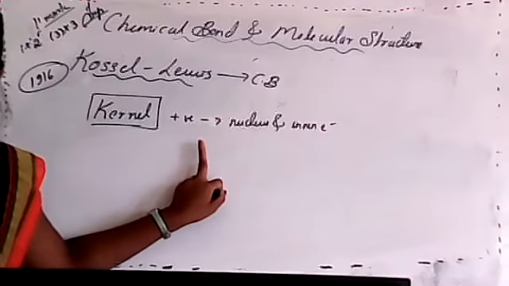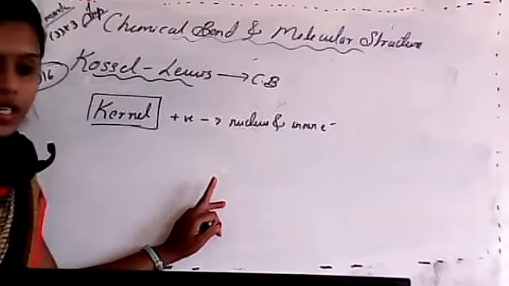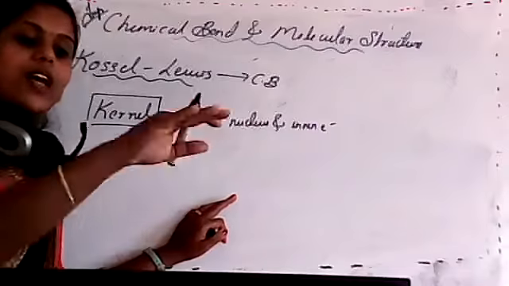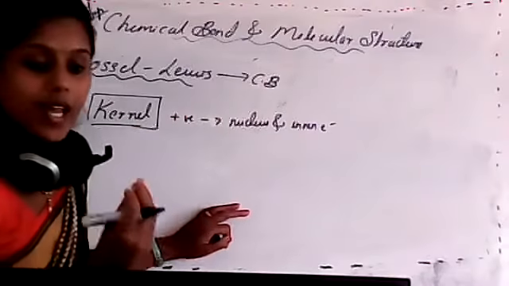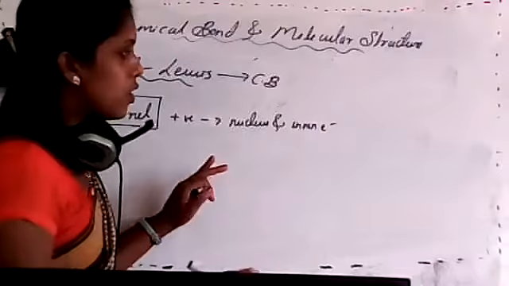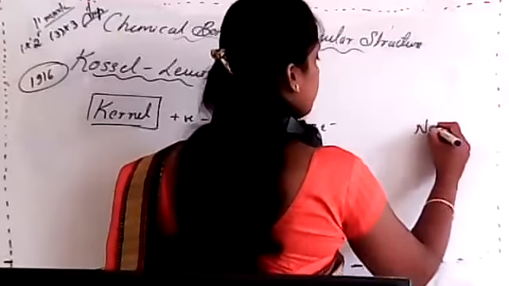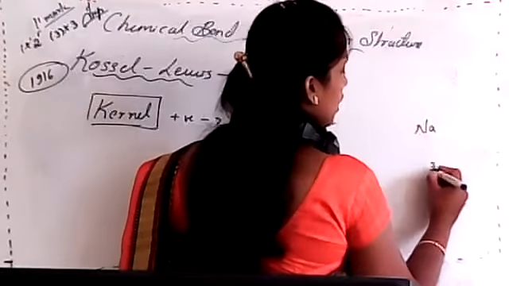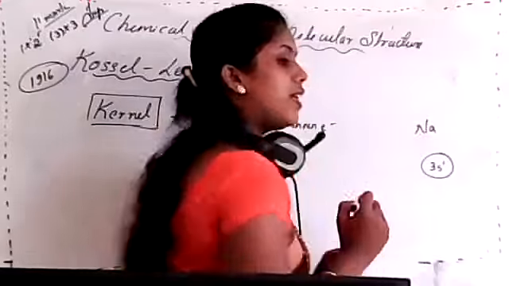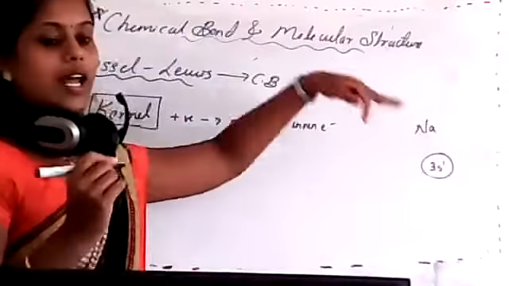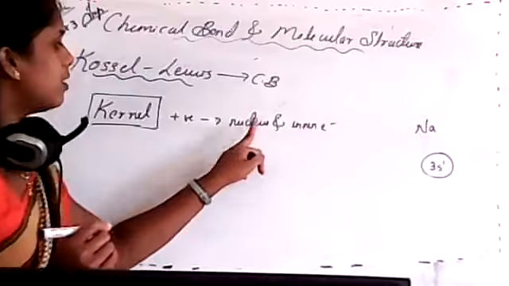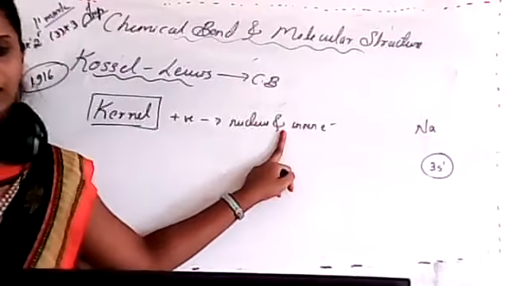We studied yesterday, isn't it? What is an inner electron? What is an outer electron? The electron present in the outermost shell is known as the outer electron, or the valence electron. If I consider sodium, 3s1 is nothing but your valence electron, and all the other things are nucleus and inner electrons.